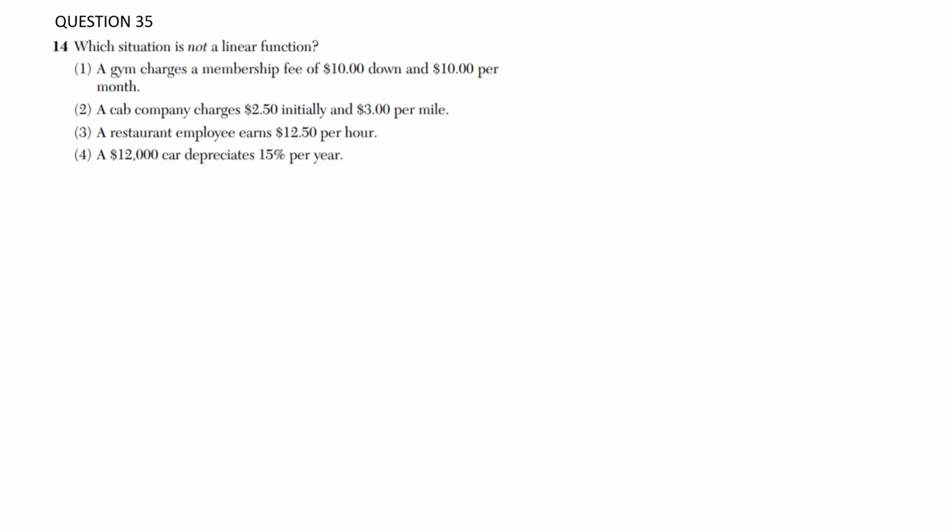So question 35 asks, which situation is not a linear function? The first answer choice says a gym charges a membership fee of $10 down and $10 per month. That looks like a linear function, right? Because you'd have that initial 10 value, plus 10x. And in the same manner, you have an initial value here and a slope value here. So this would be something like 3x plus 2.5.